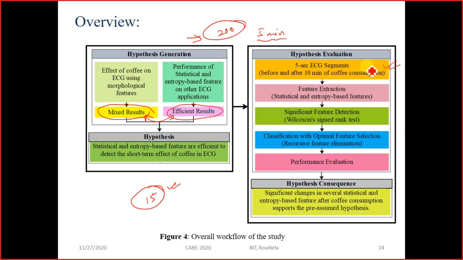He took 5 second ECG segments before and after 10 minutes of coffee consumption. He then extracted the features from each of the 5 second segments. Then he determined the significant features using the Wilcoxon signed rank test. Then he went for classification with optimal feature selection, which was carried out by a recursive feature elimination method, and then he went for the performance evaluation. Now the hypothesis consequence, which is basically the result: he found that there are significant changes in several statistical and entropy based features after coffee consumption.